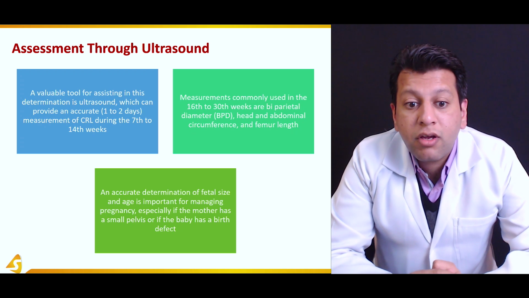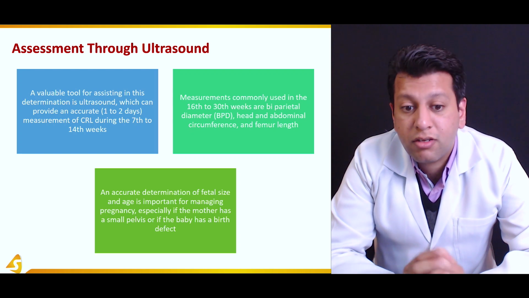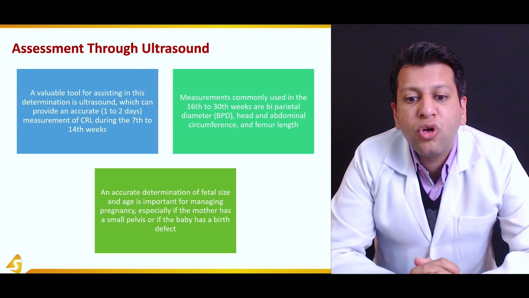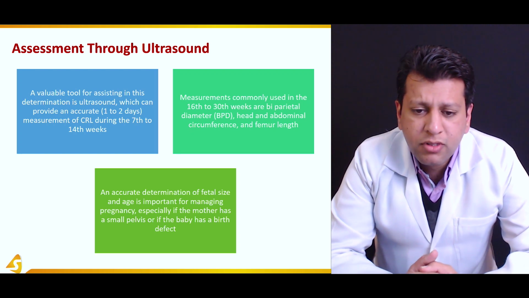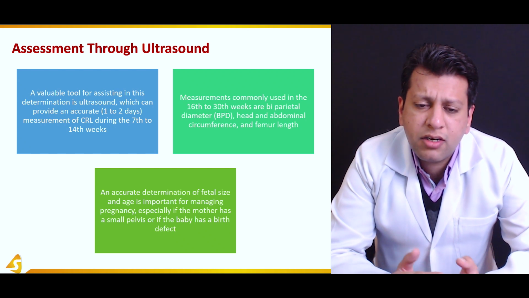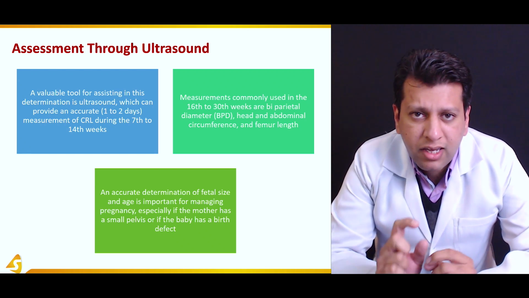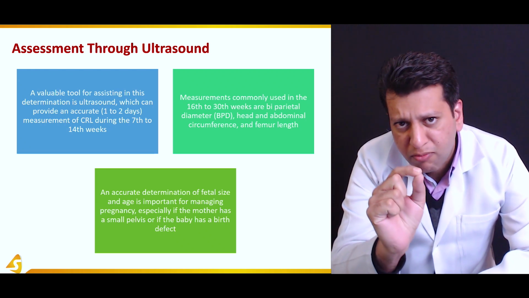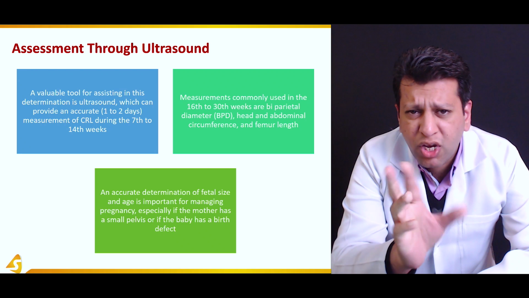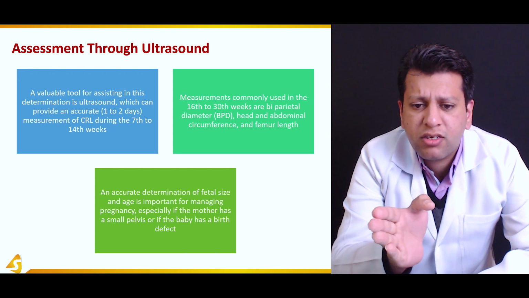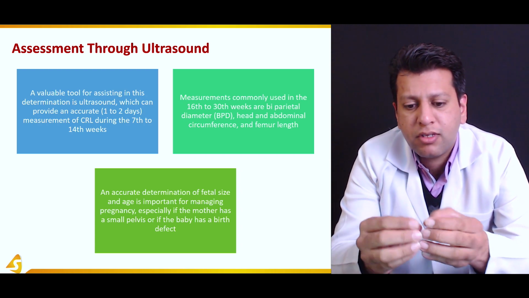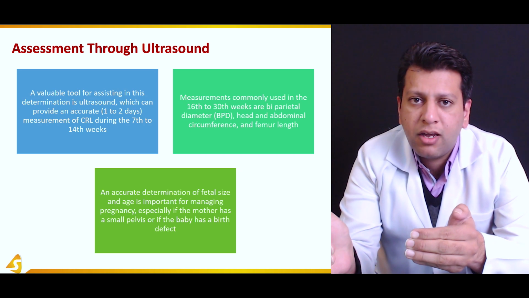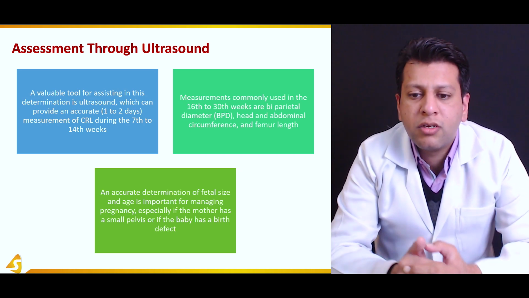So this is exactly what I was talking about, assessment through ultrasound. It's a valuable tool for assisting in determination, which can provide an accurate 1 to 2 days measuring of the crown-rump length during the 7th to 14th week. Now there is always a variation, and the reason is intra-observer variability: I can pin that point somewhere here and another person would pin it a millimeter above or below. That would change the length somewhat, and this variation would result in the age of the fetus coming out a little higher or a little lower.